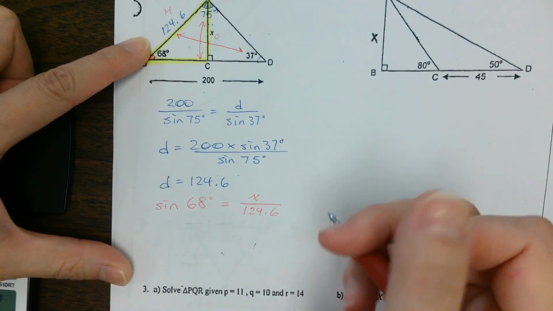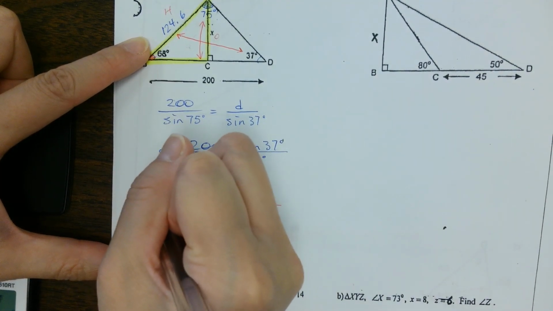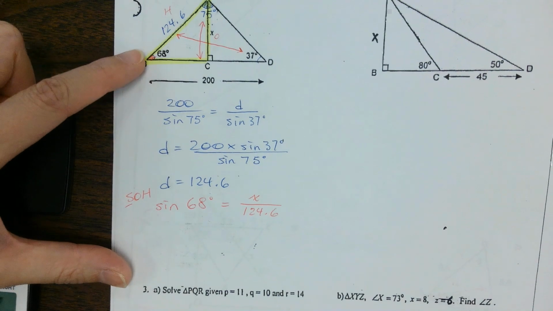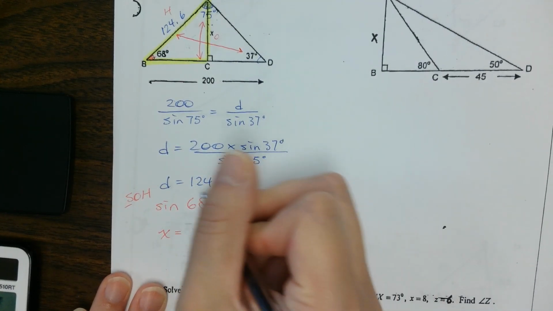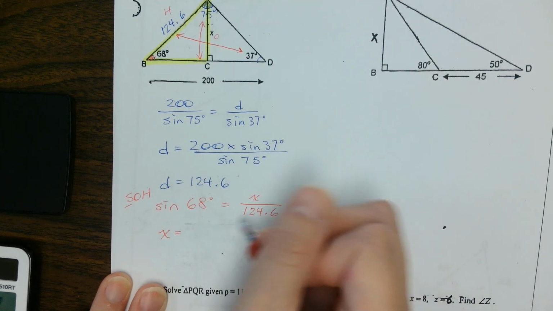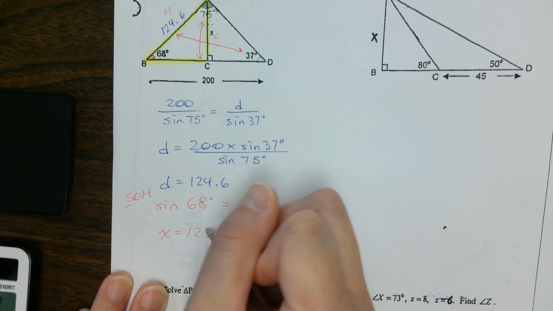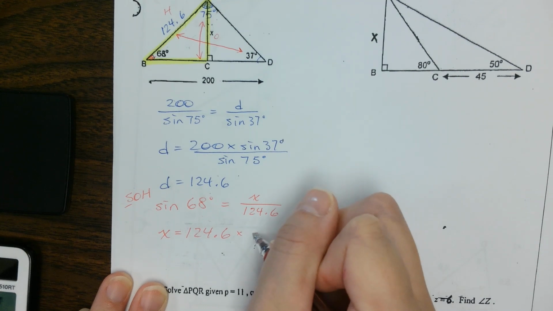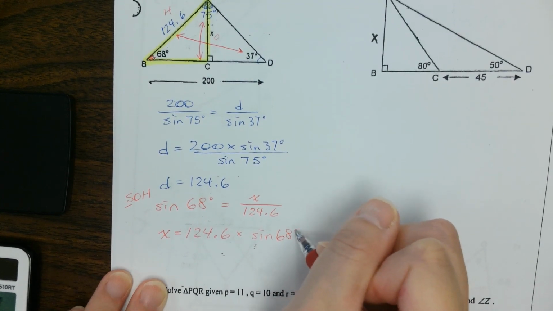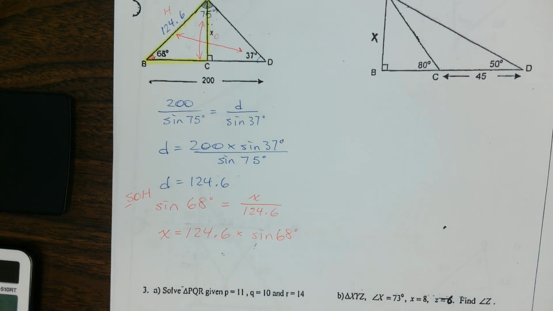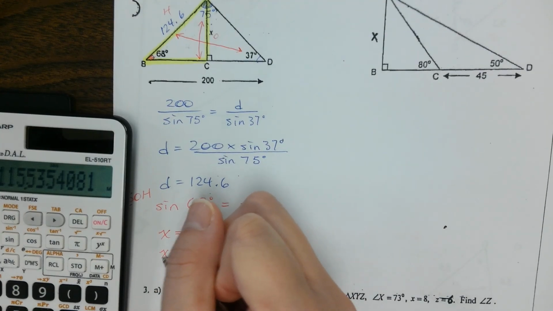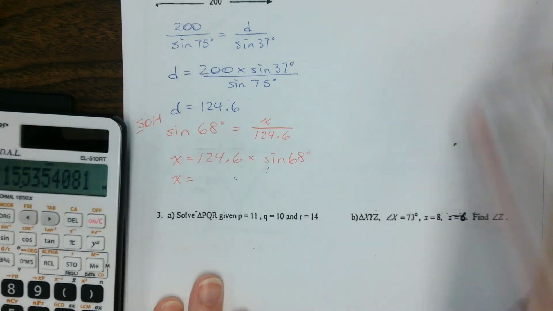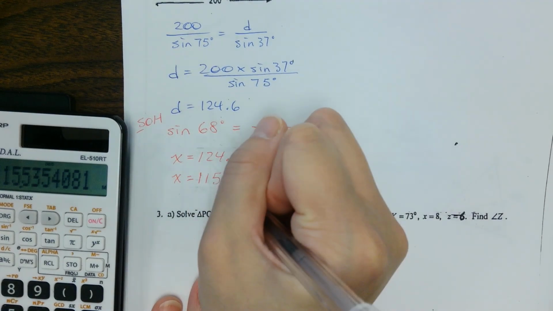Okay. So then cross multiply. Since my variable is on the top, that means I'm just multiplying these two numbers. So 124.6 times sine 68 degrees, and I get my final answer, 115.5.